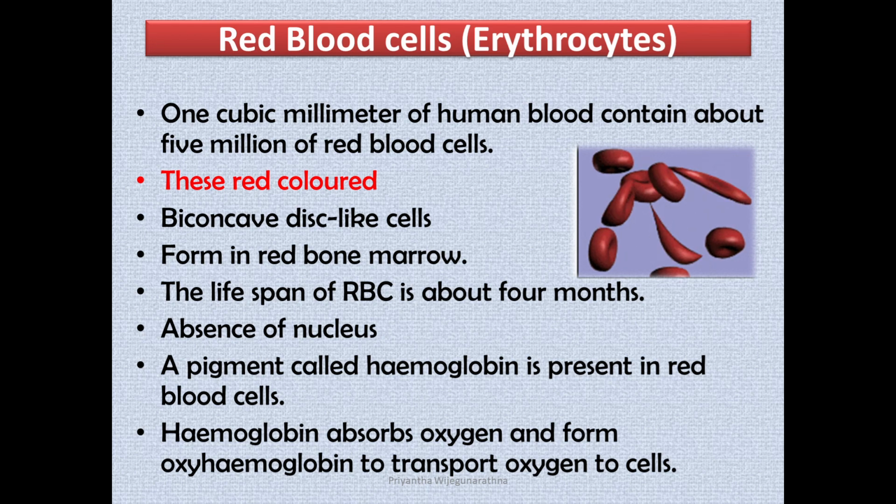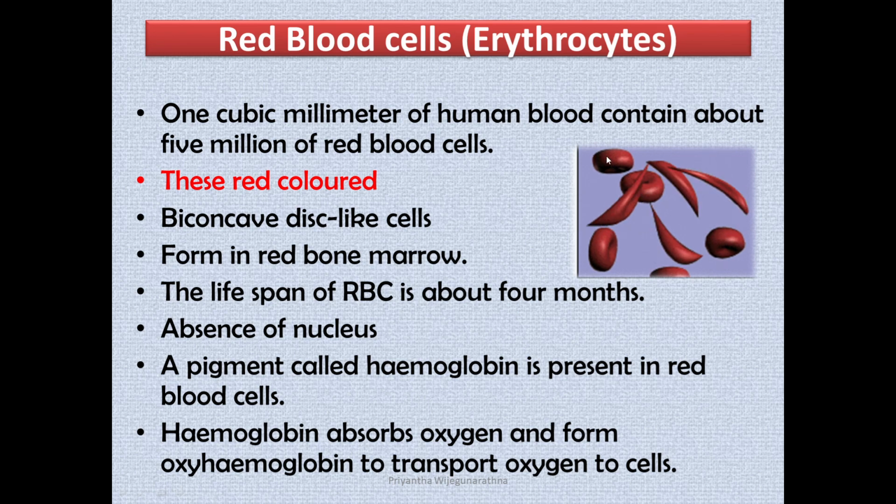Red blood cell is one of the corpuscles. It is also known as erythrocyte. The shape of the red blood cell is a biconcave disc shape, and they are red in color. The reason for having the red color is that they have a pigment called hemoglobin.